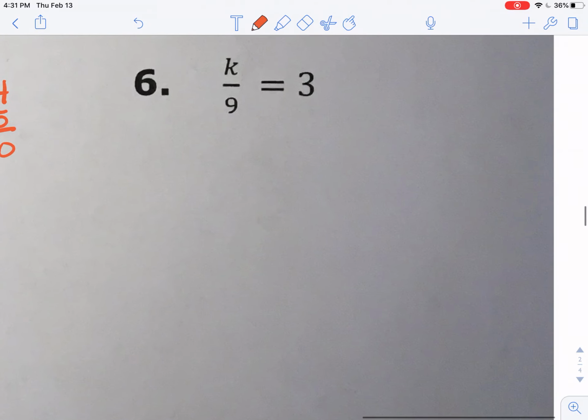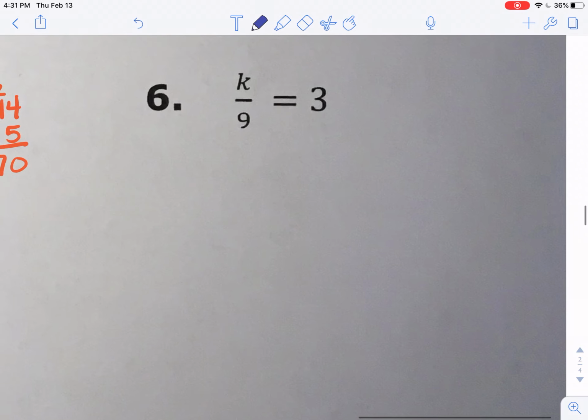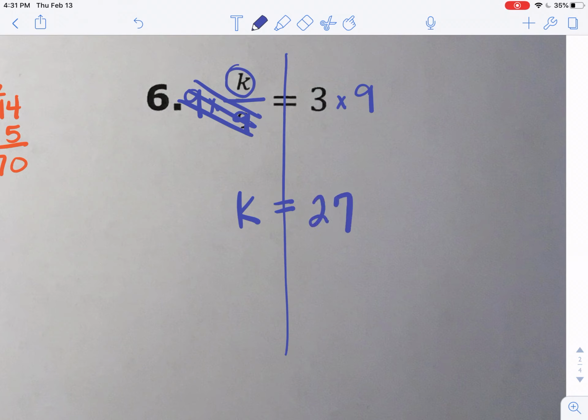And then our last example is number 6. We're trying to get K by itself, and right now it's being divided by 9. So we need to multiply by 9 to get these 9s to go away. So K equals 3 times 9, which is 27. This is our final answer. And there you have it.